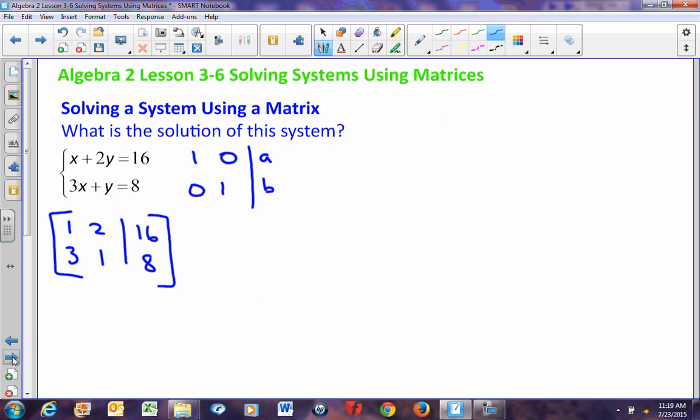I can't multiply something by 0 because it's going to create all zeros. So what I'm going to do here is keep my matrix, and take row 2 and multiply by negative 2. It's the first thing I'm going to do. So I'm going to have 1, 2, 16. If I multiply row 2 by negative 2, I'm going to have negative 6, negative 2, negative 16. So that's my new matrix now. And then I'm going to add row 1 and row 2 to give me a new row 1.